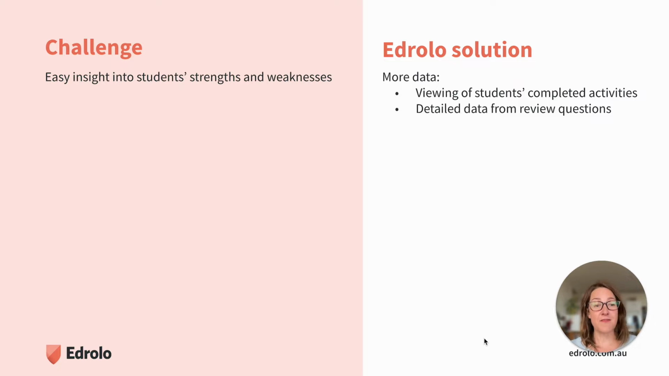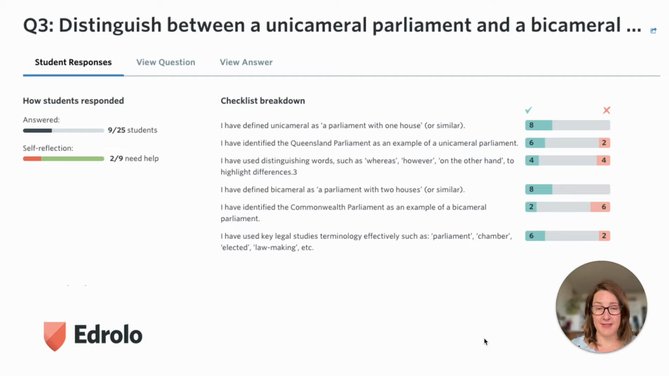So when students self-assess on a checklist, this is a legal studies example. We can't show you the English one because it's not live on the platform yet. Teachers will be able to see through sort of a consolidated checklist. Okay, so across my class, everyone's doing this first thing really well, whereas identifying the Commonwealth Parliament, 6 of my 8 students have said, no, I'm not doing this. So you'll be able to not only see individual student strengths and weaknesses, but any weaknesses across the class that you can zero in on and help them develop.